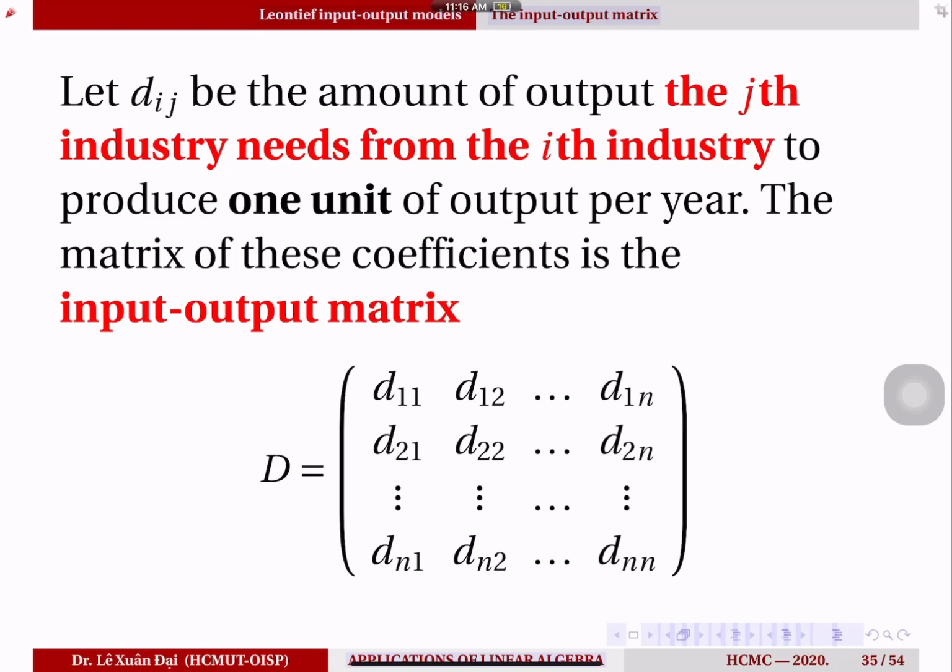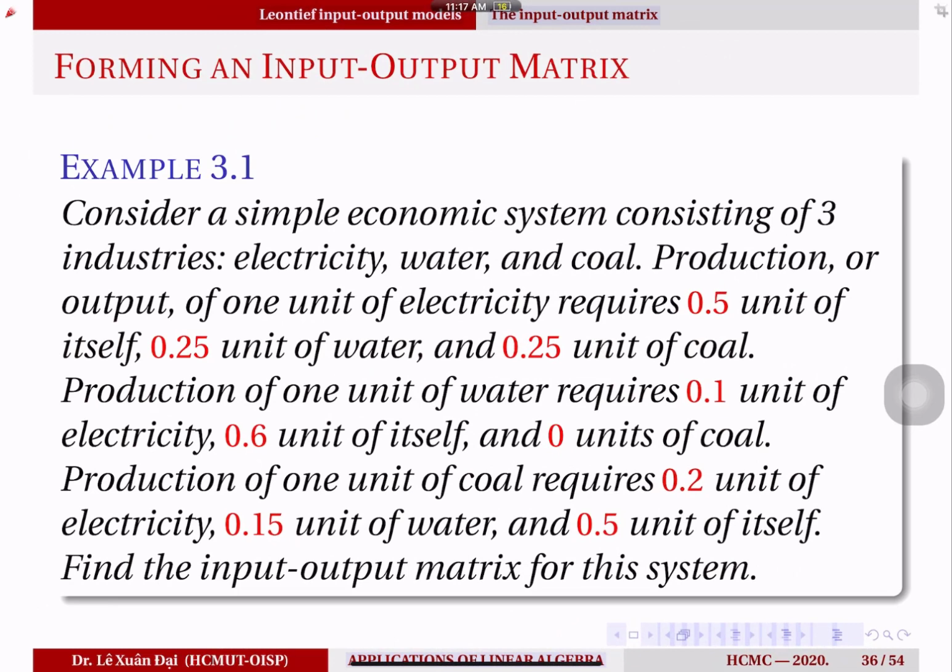The matrix of these coefficients is the input-output matrix. The column will be the demand: the demand of the first industry, the second industry, and the nth industry. The row will be the supply. So the first industry will supply to other industries, the second to others, and the nth to others, and then you will receive a square matrix. And now let's move on to an example of how to form an input-output matrix.